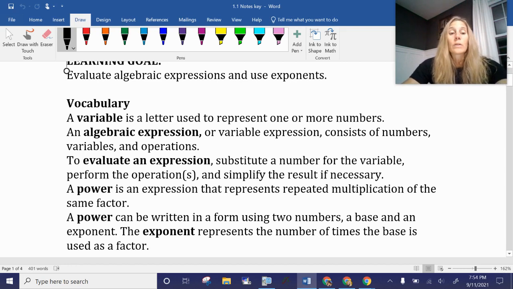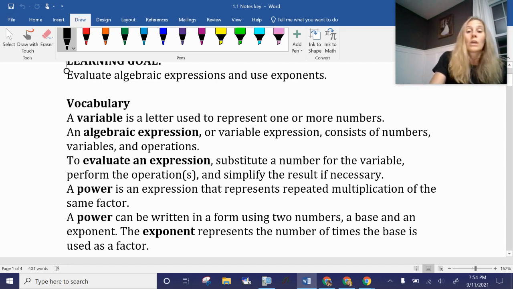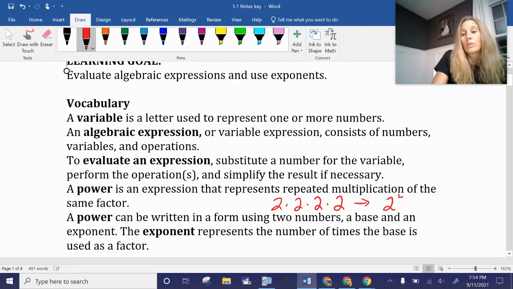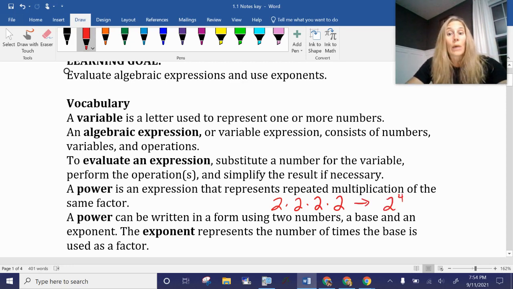Then we have powers. A power is an expression that represents repeated multiplication of the same factor. So that would mean if you had 2 times 2 times 2 times 2, we could write that as a power, 2 to the fourth power, indicating that the 2 will be multiplied by itself 4 times. So for example, 2 times 2 times 2 times 2 could be rewritten as 2 to the fourth, and that would be now a power.